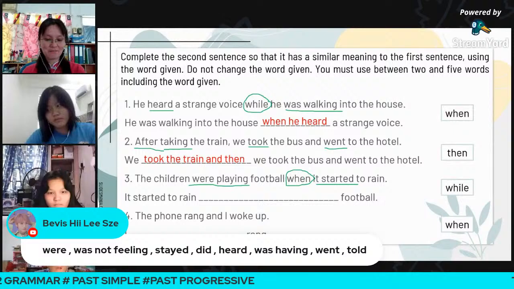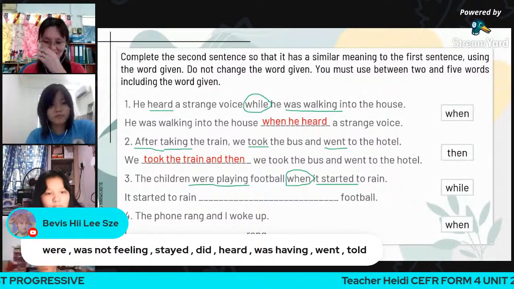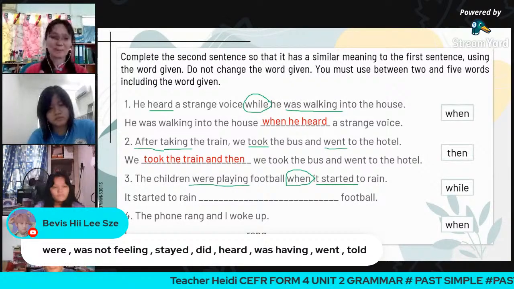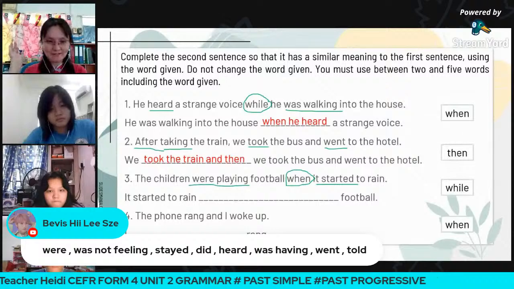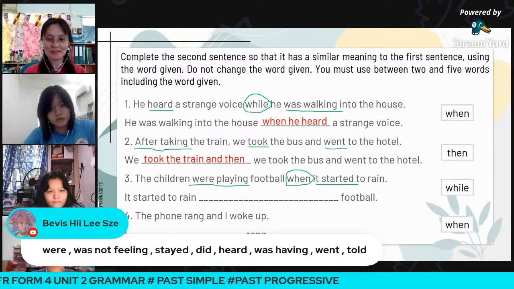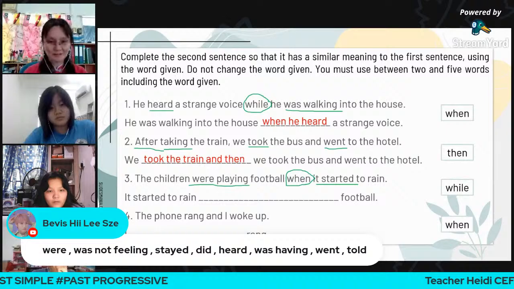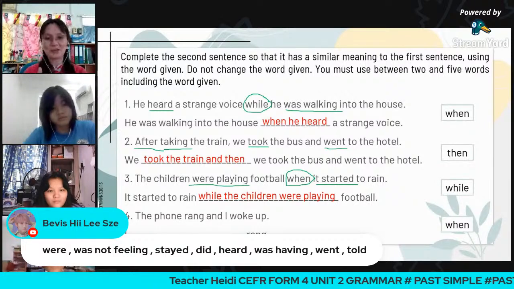Okay, we were learning past tense, huh? You missed the game just now. Okay, so back to our class. So class, it started to rain what? While what? Simi or Lily or Bevis, want to try? While what? The children were playing football. Exactly. While the children were playing football.